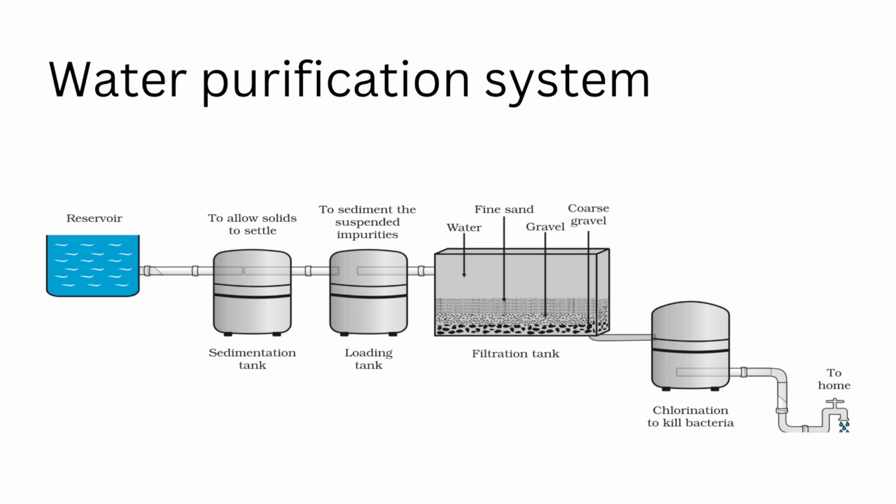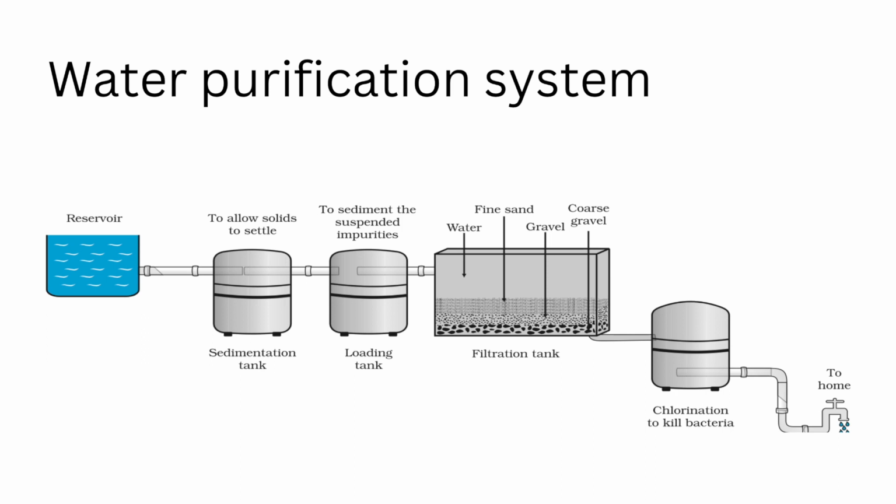Now moving on, we move it to the loading tank. In the loading tank, suspended impurities also settle down. The ones that haven't settled down in the sedimentation tank will also settle down. Then we move it to the filtration tank, where we have layers of fine sand, gravel and coarse gravel. These are going to filter your water. Fine sand takes a lot of impurities, and then gravel, and when water passes through all these layers and gets collected from the bottom, the filtration has happened.